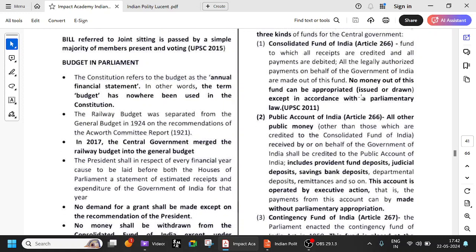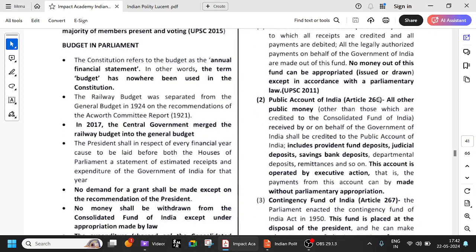And one more is the Public Account of India. Again, this is Article 266. All other public money, other than those which are credited to the Consolidated Fund of India, received by or on behalf of the government of India shall be credited to the public account of India. So that which does not go to the consolidated fund goes to the public account. Example, it includes provident fund deposits, judicial deposits, saving bank deposits, departmental deposits, remittances, and so on.